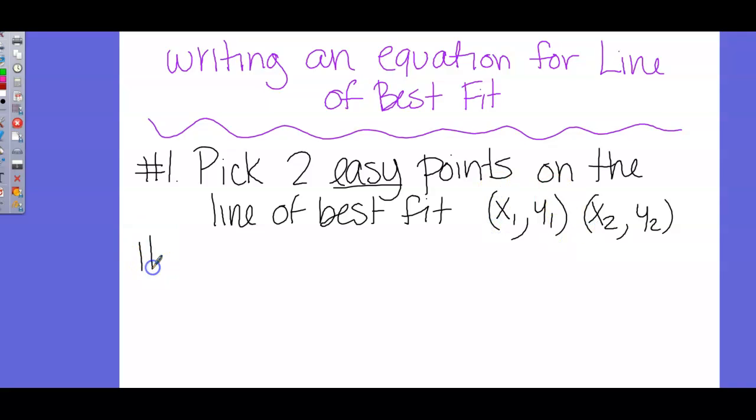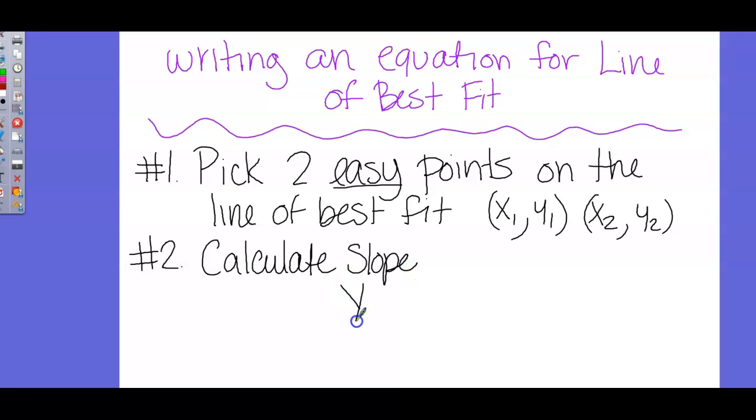Step number 2 is going to be to calculate the slope, and you use that formula y2 minus y1 over x2 minus x1. Okay? If you need to pause it to finish writing, please do so. I'm going to erase this, though, and go on to step 3.